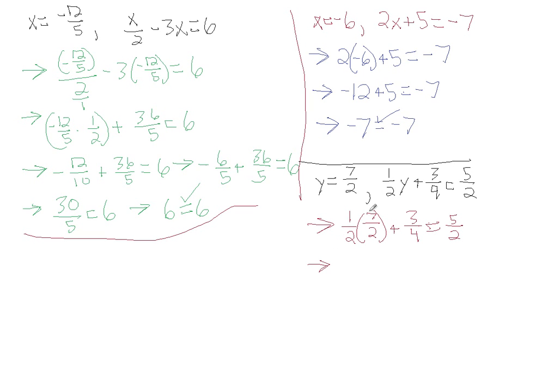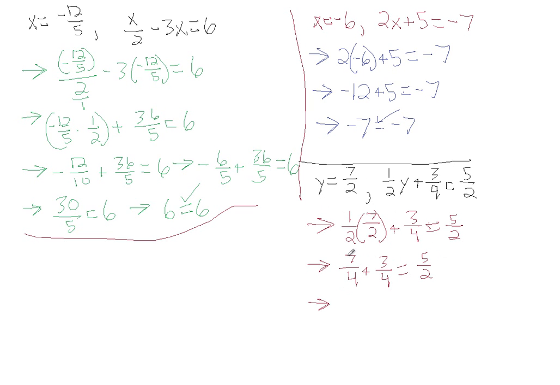Multiplying rational numbers, we multiply numerator times numerator, which is 7. Denominator times denominator is 4, plus 3 over 4. And this should equal 5 over 2. If it does, then that means our solution is correct. If it doesn't, then we have an invalid solution.